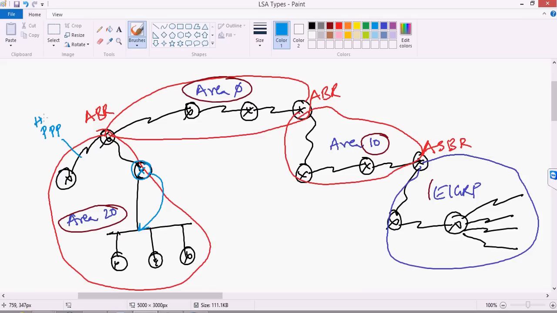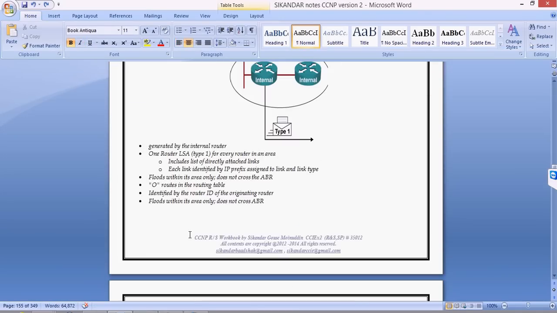I have some notes in much more detail. It says generated by the internal router, LSA 1. It is going to advertise to every router inside the area. It also includes some more information apart from the network.